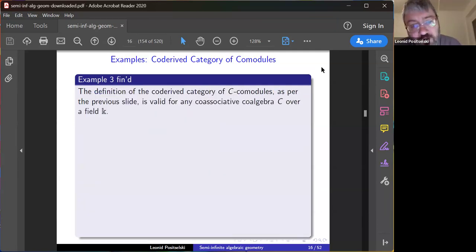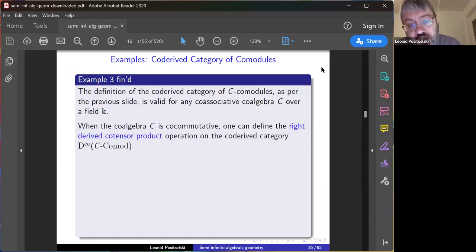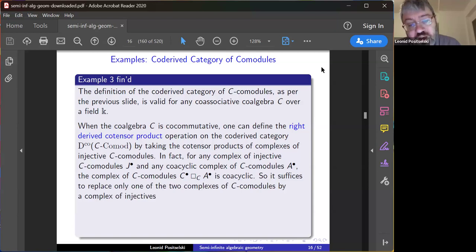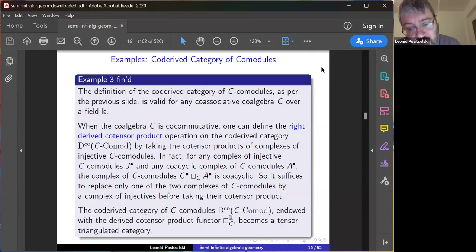The definition of the coderived category of C-comodules, as per the previous slide, is valid for any coassociative coalgebra over a field k. When the coalgebra is cocommutative, one can define a derived cotensor product operation on the coderived category by taking the cotensor products of complexes of injective comodules. In fact, for any complex of injective comodules and any quasi-acyclic complex of comodules, the complex of cotensor products is quasi-acyclic. So it suffices to replace only one of the two complexes of C-comodules by a complex of injectives before taking the cotensor product. The coderived category of C-comodules endowed with the derived cotensor product functor becomes a tensor triangulated category. The C-comodule C is the unit object.